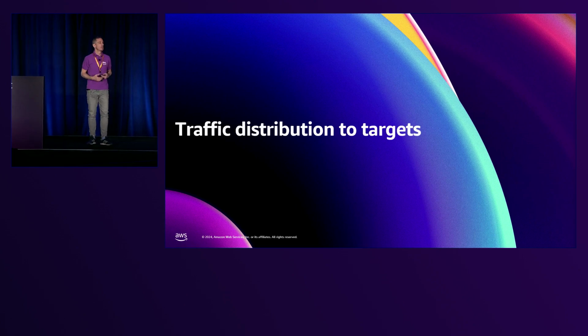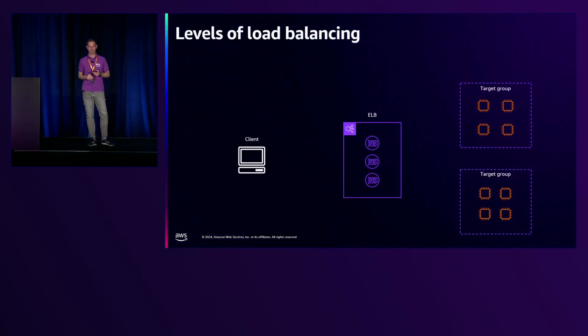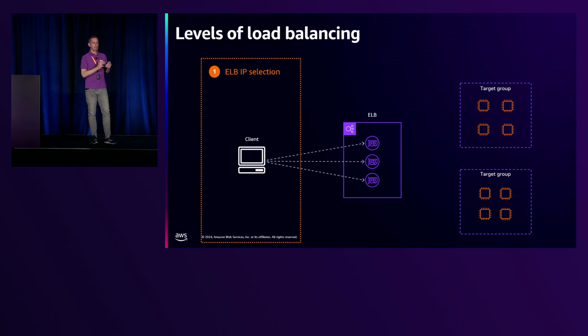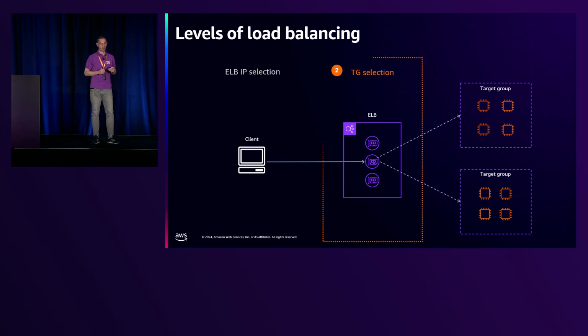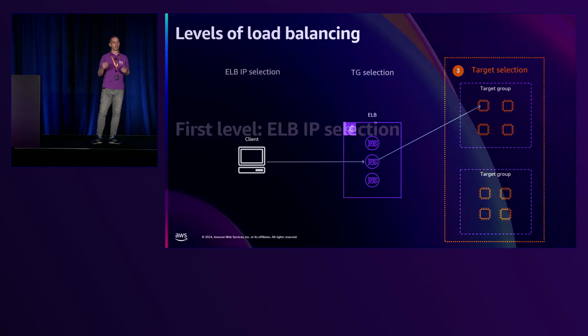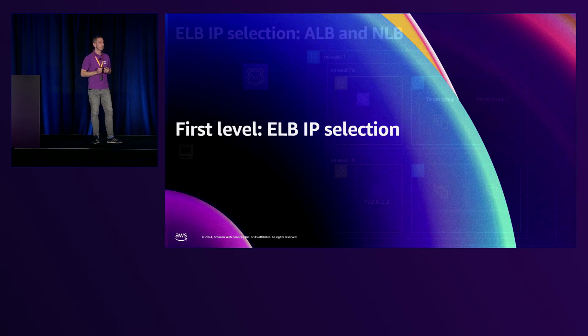Now, the traffic distribution to targets in ELB is actually a result of multiple decisions taken at different levels. The first level of decision is regarding the ELB IP selected by the client in order to send traffic to the load balancer. Once this traffic arrives at the ELB, a target group is selected by the ELB to handle the traffic. The third phase is regarding the actual target selection within the selected target group. Now let's review each one of these phases, starting with the ELB IP selection.